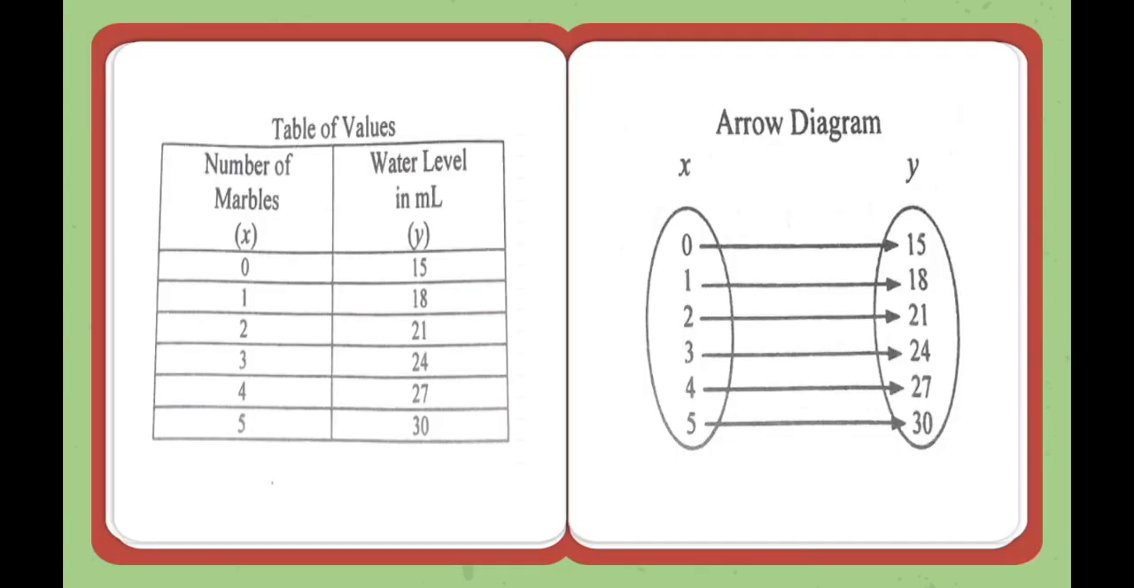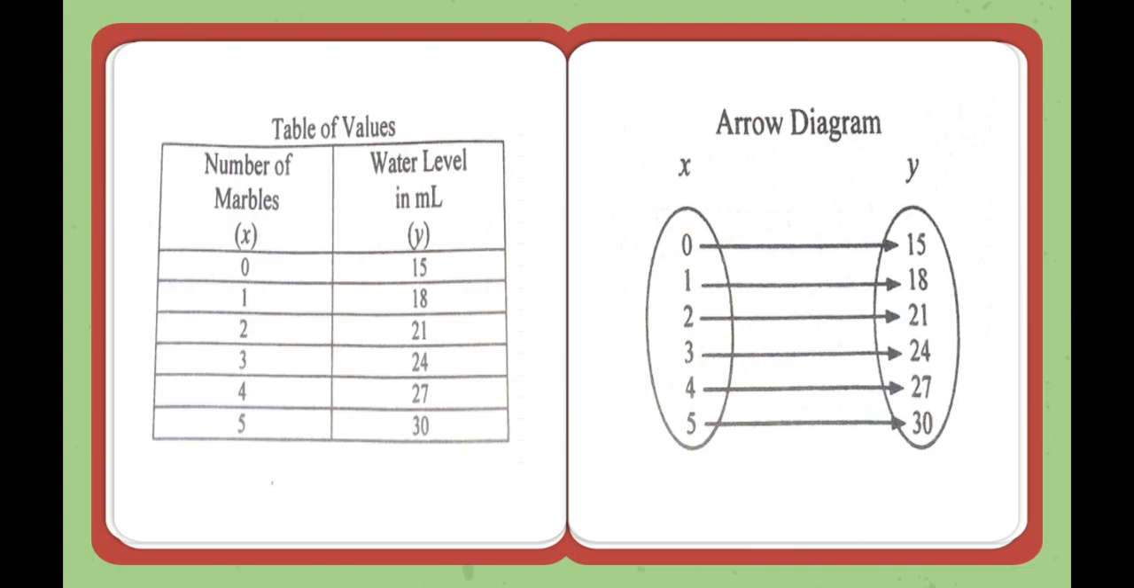Ayan po. So, sa table of values, ang gagawin nyo lang po, mag-construct lang po kayo ng table and ililista nyo lang din po yung mga nasa x, ililista nyo din po yung mga nasa y. So, ang mga number of marbles na nasa x or yung x values, we have 0, 1, 2, 3, 4, and 5. Sa water level in ml naman or y, we have 15, 18, 21, 24, 27, and 30.